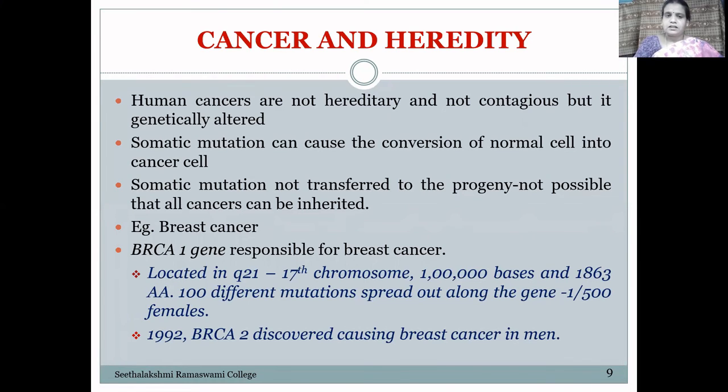Breast cancer is caused by a gene, the breast cancer gene. The name of the gene is BRCA1. This gene is responsible for breast cancer. BRCA1 is located at q21 of the 17th chromosome. It contains 1 lakh bases and codes for a protein of 1,863 amino acids. There are 100 different mutations spread along this gene. This condition occurs in 1 in 500 females.